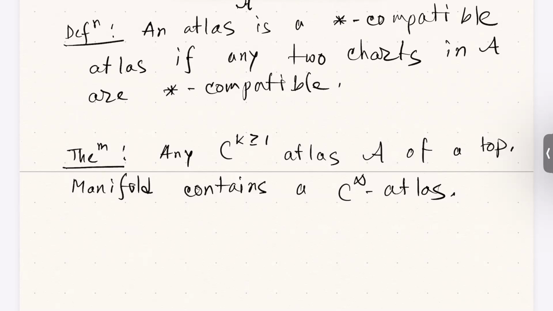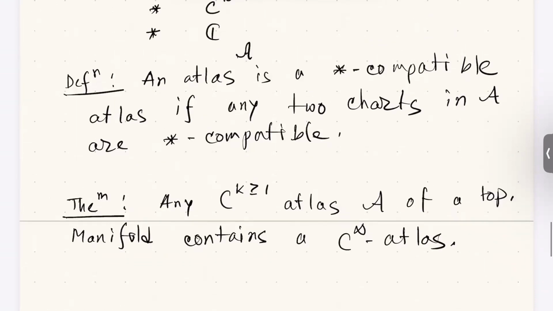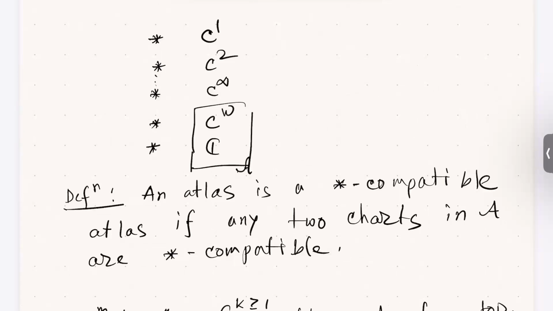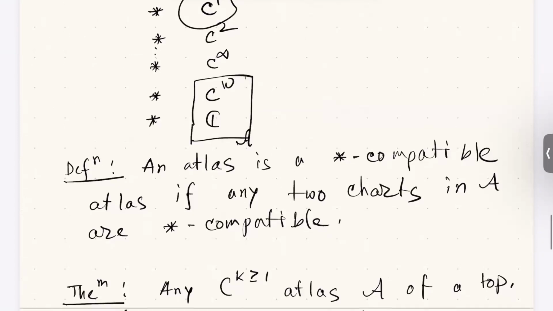That means if I have a C1 atlas, then I can always construct a C infinity atlas from that atlas. So I need to check only whether the atlas is C1 or not. So eventually I can always find a C infinity atlas from a C1 atlas. But further, these two are not true. If an atlas is just a C1 atlas, then you cannot say it is also C infinity, C omega or a complex manifold.